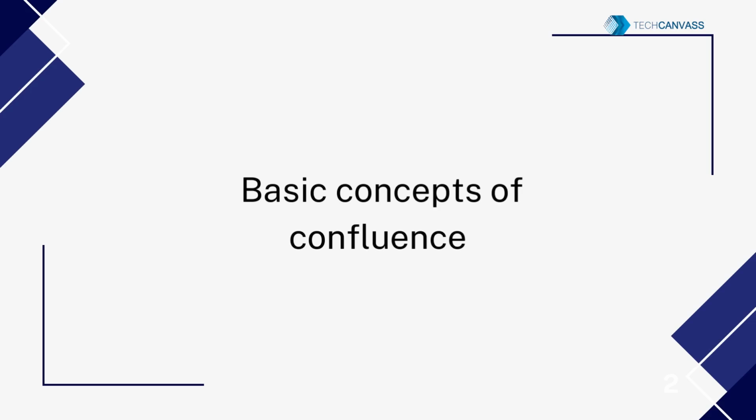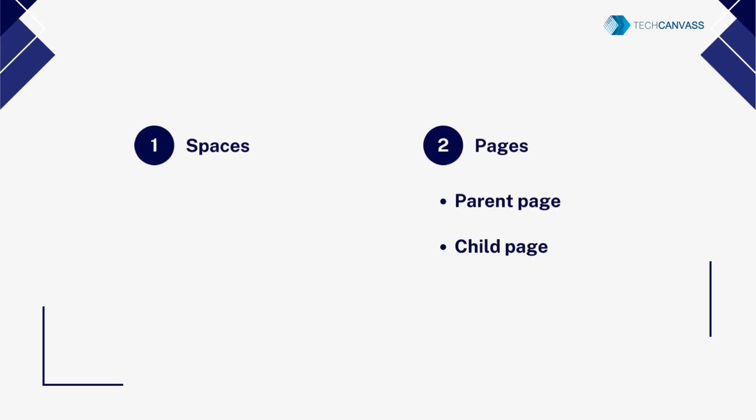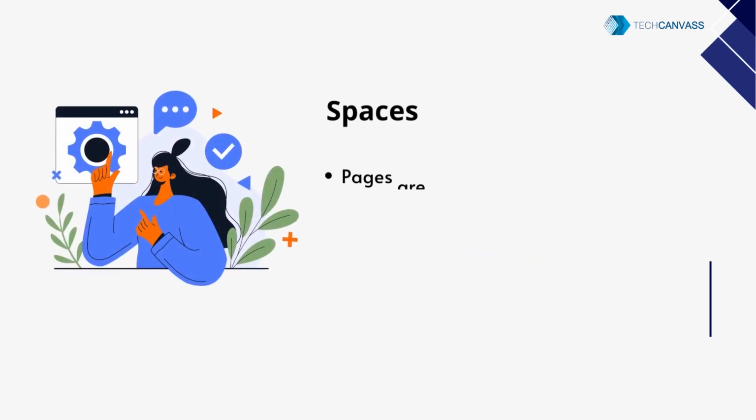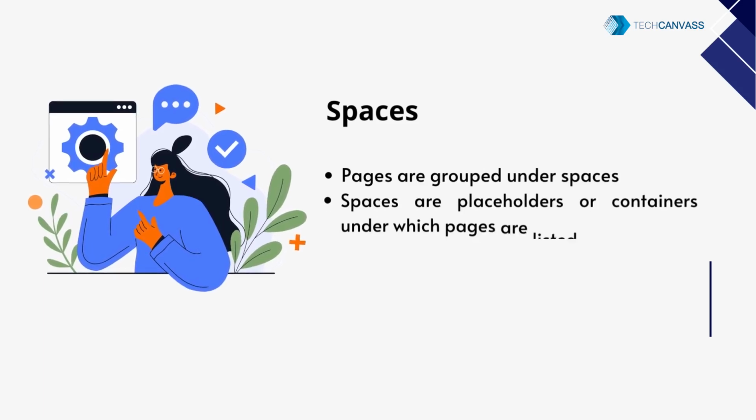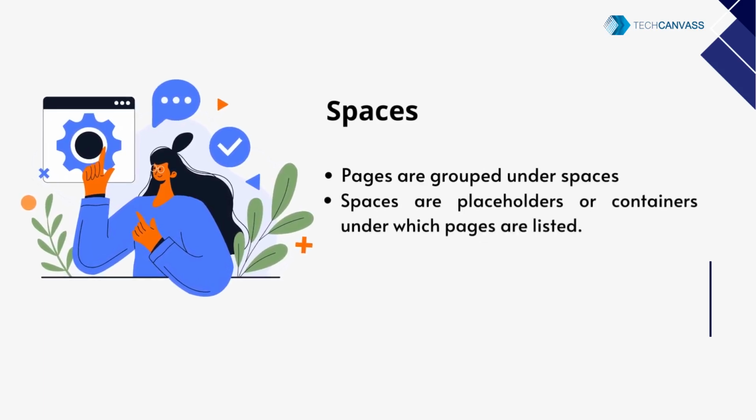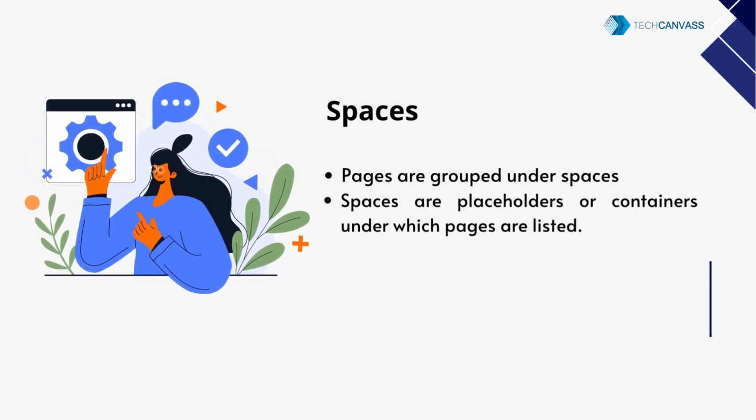Now, just to understand the basic concepts of Confluence. Confluence has two terminologies, I would say, that's spaces and pages. And pages are again divided into parent page and child page. Now let's see what spaces are. Pages are grouped under spaces. You can consider spaces as a placeholder or a container under which the page is listed. And you can create n number of spaces in Confluence, but it is ideal to keep pages having similar or related type of content or pages of one team under the same space.